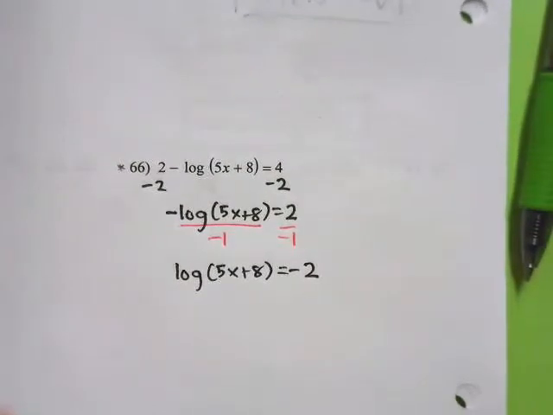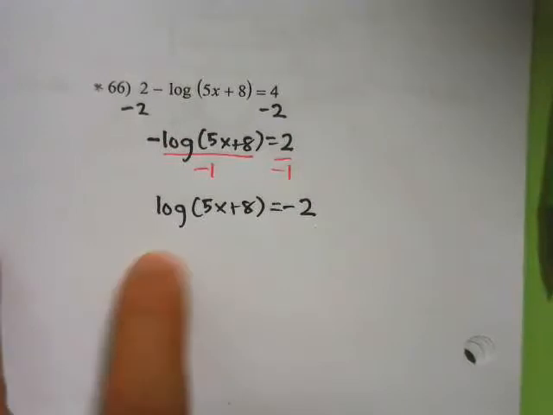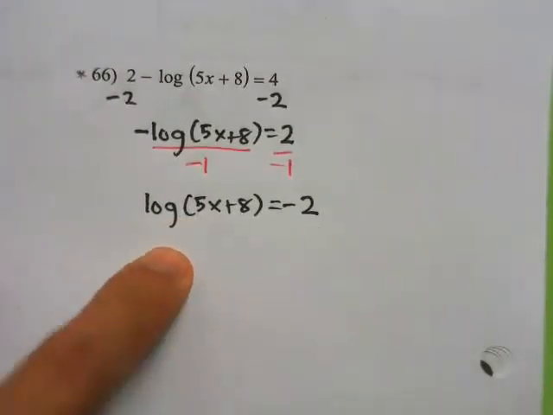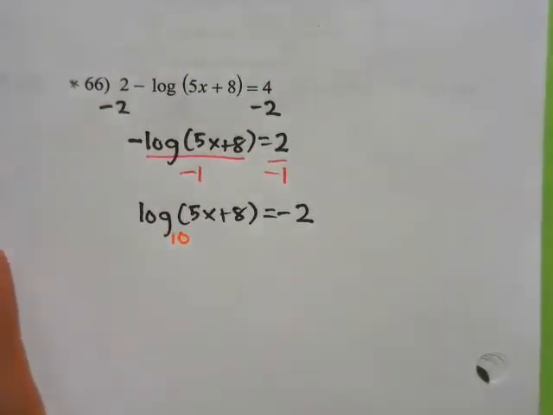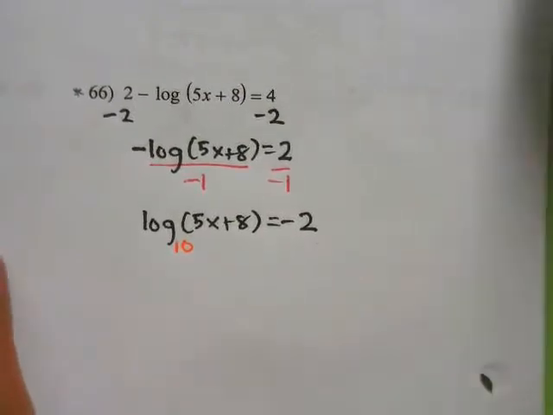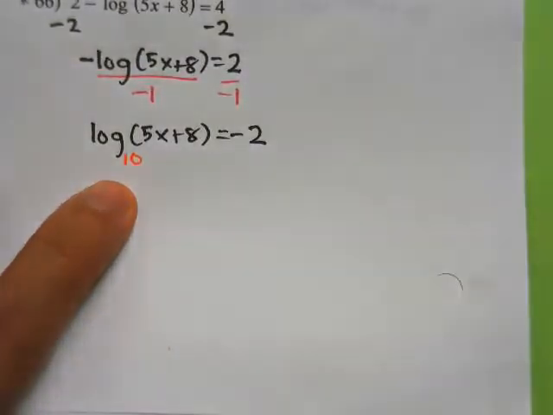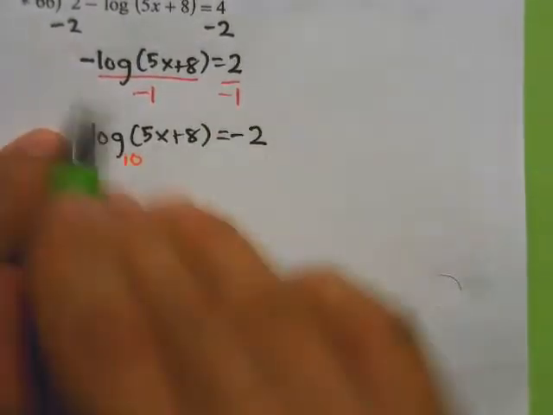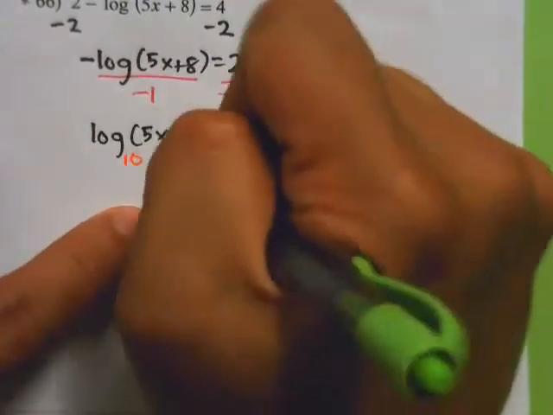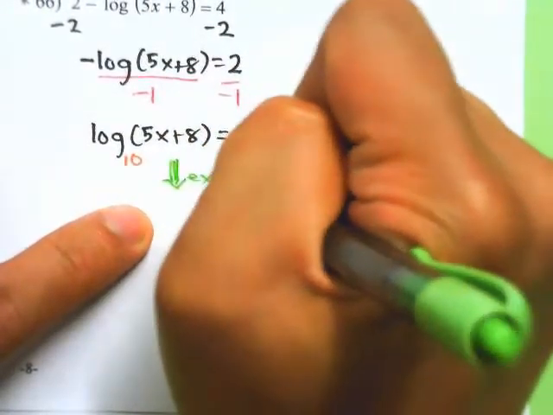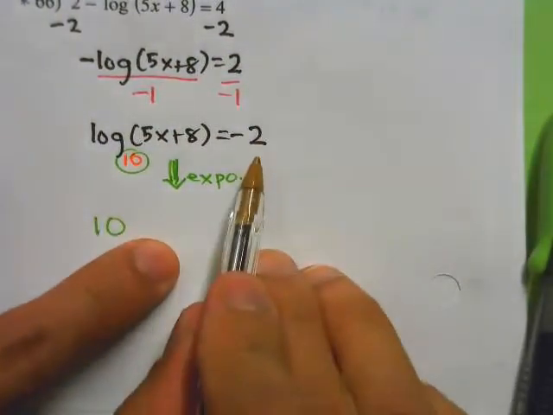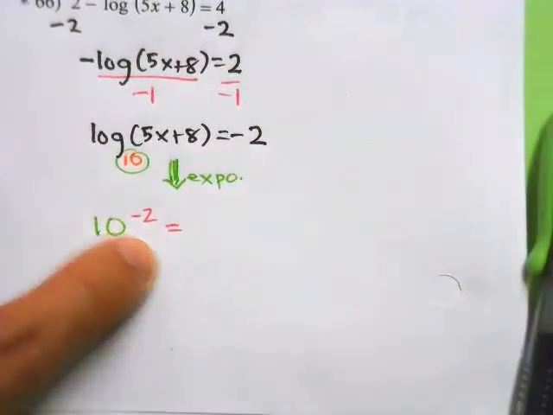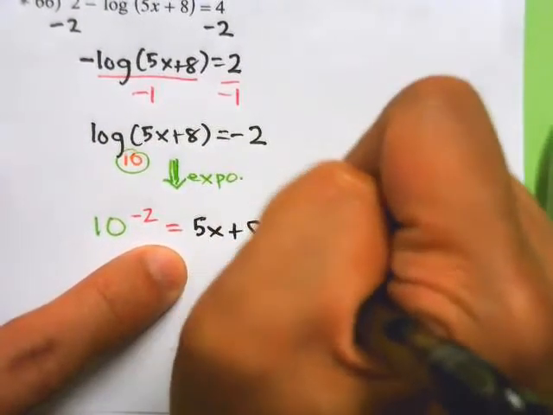If you do not see a number, like that base over here, it is the assumption that it is a base of 10. So if you do not see that number, the assumption is the base of 10. Otherwise, they'll give you the number, like 9 or 8. Now, there's nothing around the logs. We can change this back into exponential form. So your base is the 10. Your exponent is the negative 2. And then our argument is going to be that 5x plus 8.